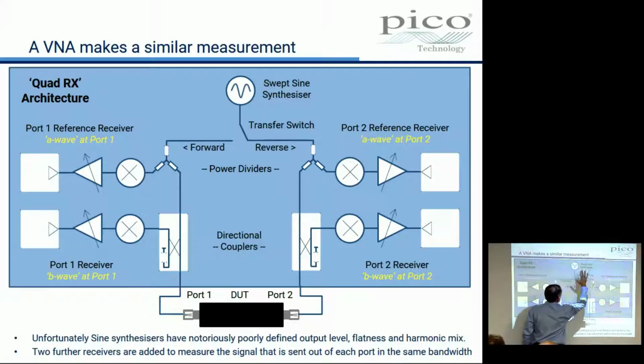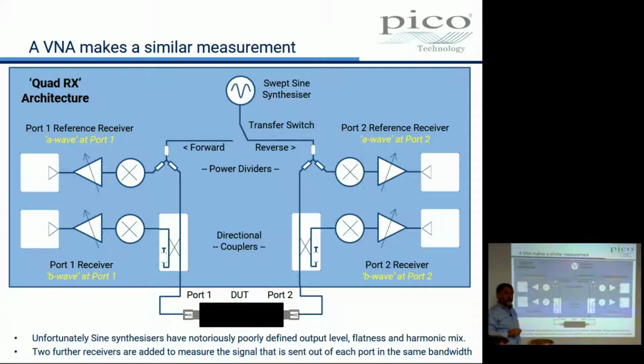When we transfer over here, we've got another receiver over here. We've now got 4 receivers, measuring the A wave on port 1, the A wave at port 2, the B wave, whatever comes out of the port on port 2, and the B wave on port 1.